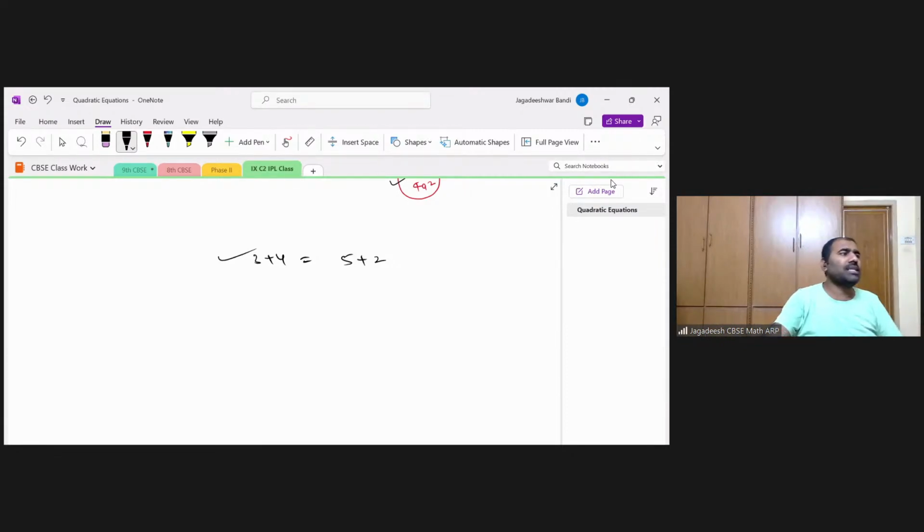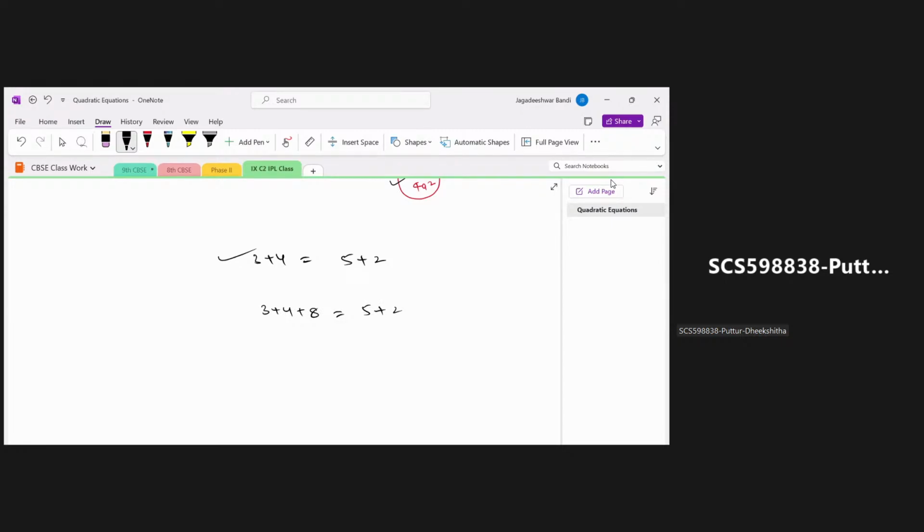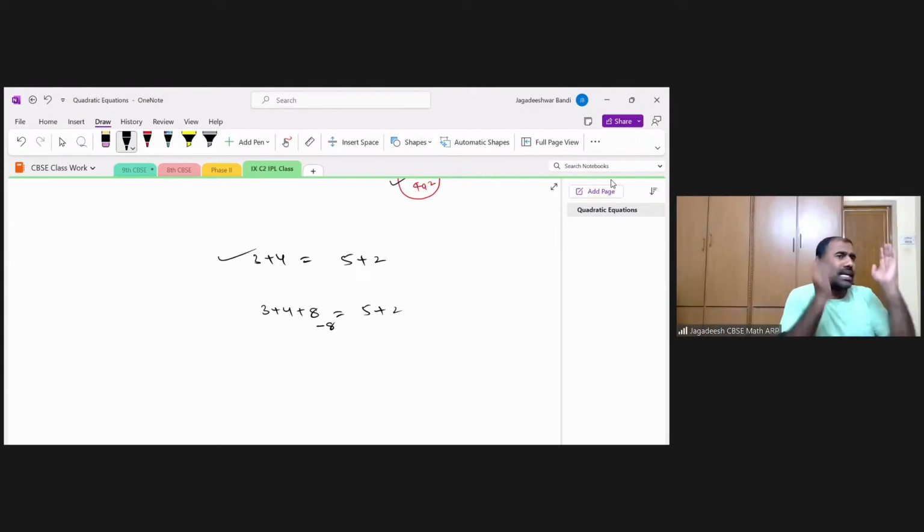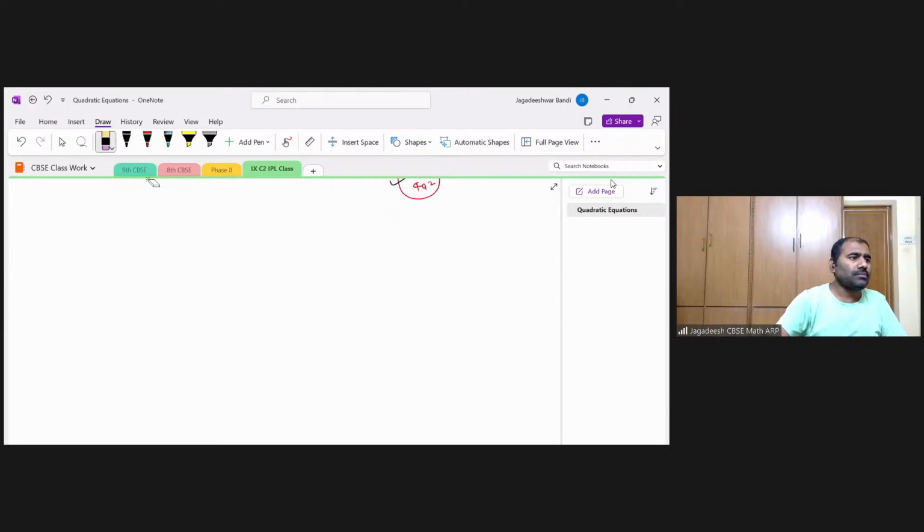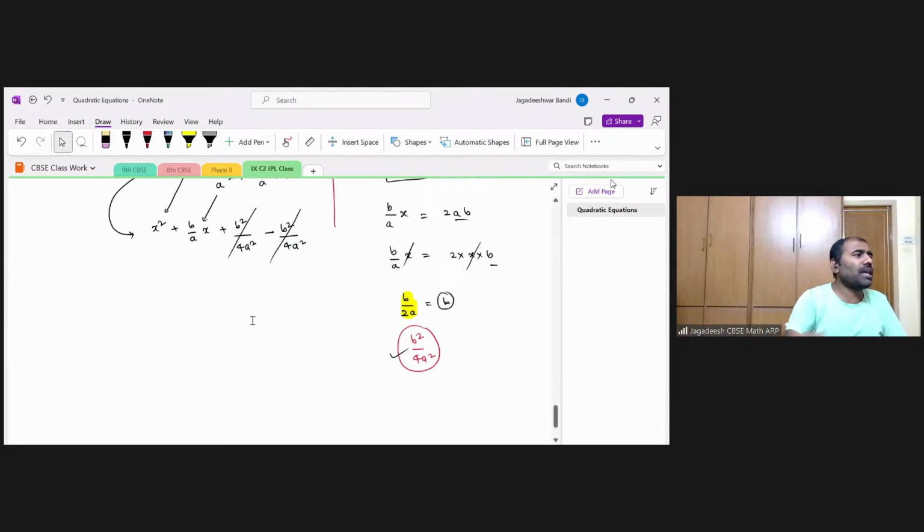Now, on the left hand side, 3 plus 4 plus I'm adding 8, equal to 5 plus 2. Is this correct now? No, sir. So there itself I have to subtract. Then only the equation will be balanced, meaning there will be no change in the previous equation or the entire value. So whatever we add, at the same time we have to subtract the same quantity. That is what I did here.